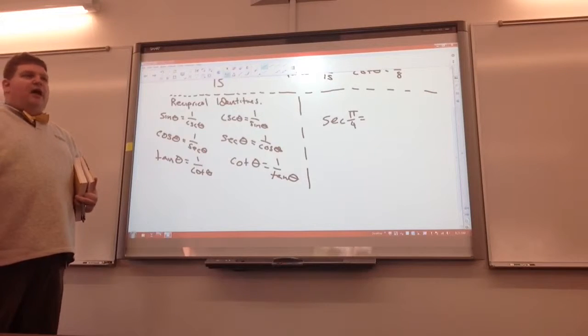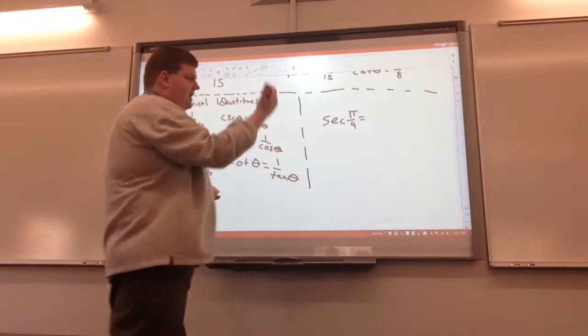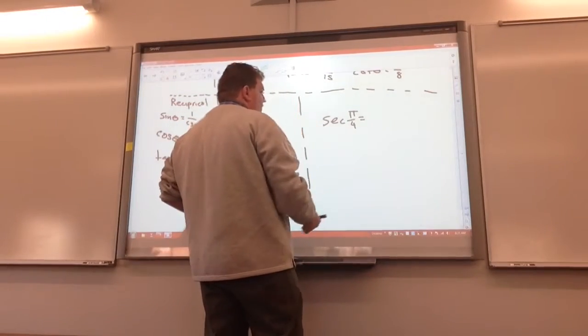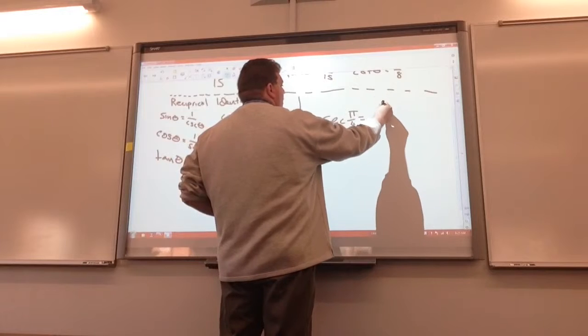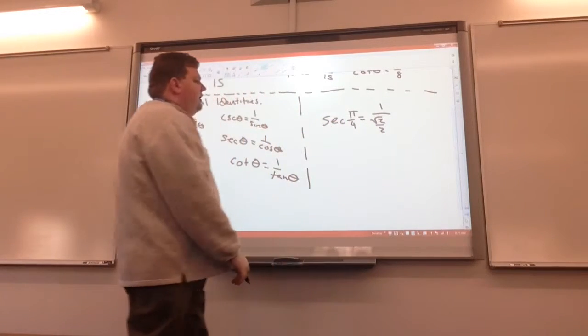The cosine of pi over 4 is root 2 over 2. Okay? We could look that up on the unit circle, but that's what it is. So the secant of pi over 4 must then be 1 over root 2 over 2. Okay? Like so.